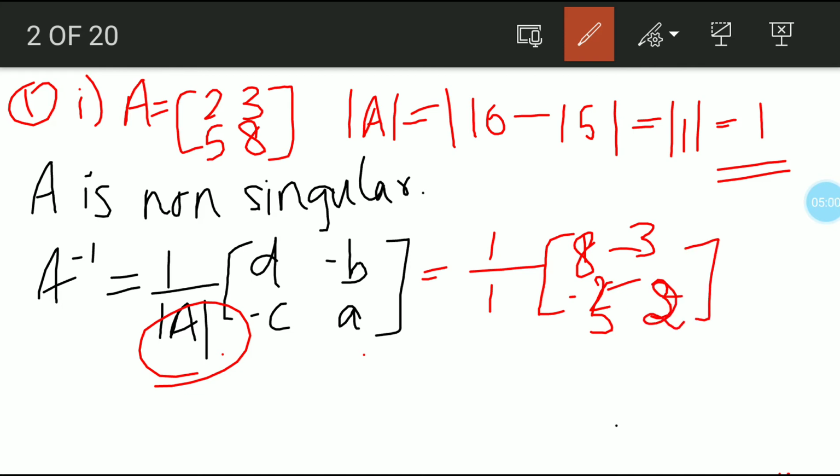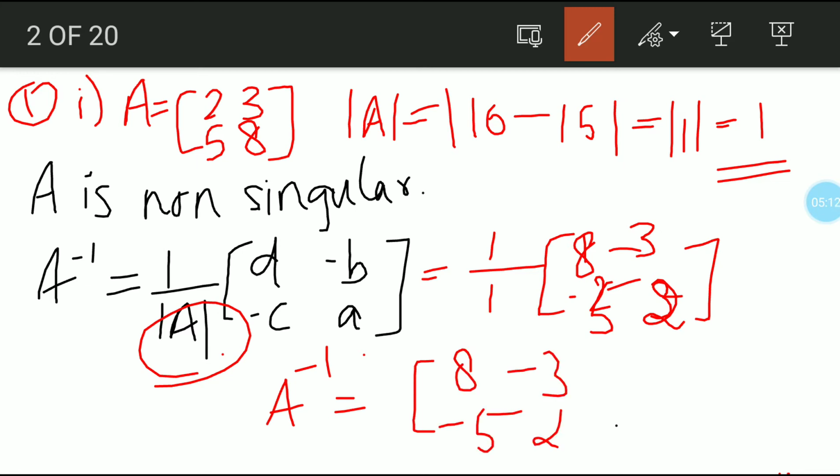Sorry, I've written the wrong values. So this is the answer. A inverse is going to be 1 by 1, which is 1 only, so no need to specifically write it. So 8 minus 3 minus 5, 2 is the answer for this first bit. Now we'll see the second bit.